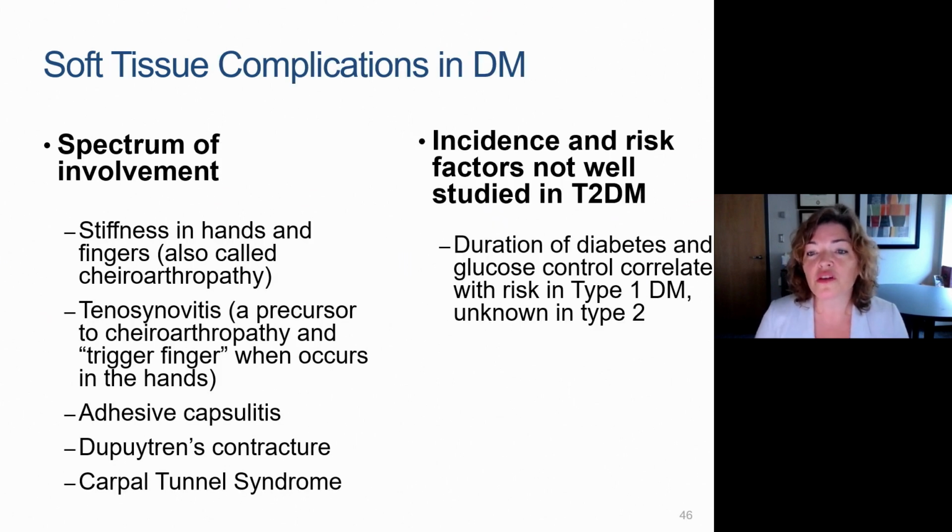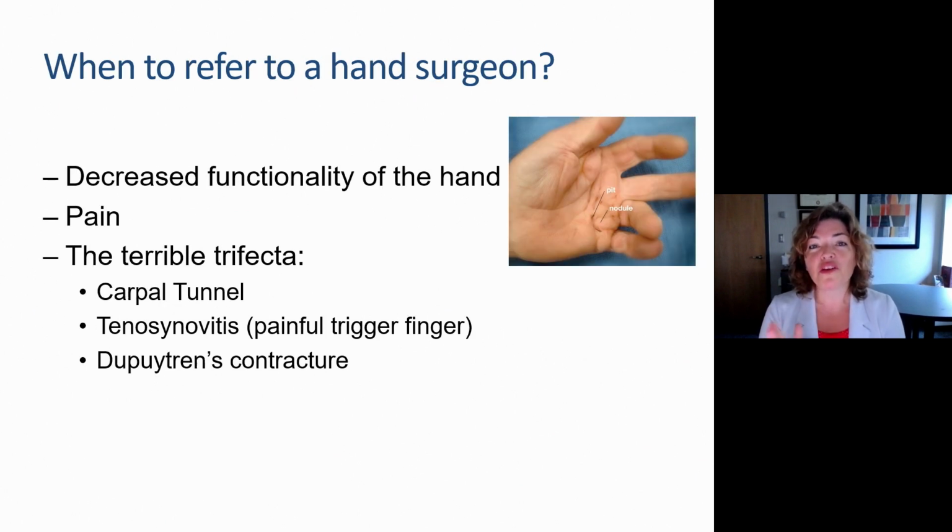As far as soft tissue complications, patients usually describe the trigger finger and the Dupuytren's contracture as the most disabling. But what I'm going to focus on for you, and remember, this is the accumulation of the advanced glycation end products in the tendinous tissues. Refer patients who have the terrible trifecta very quickly. These are patients that are going to lose function of their hands relatively quickly, in my experience. So carpal tunnel, trigger finger, and contracture, they need to see a hand surgeon.